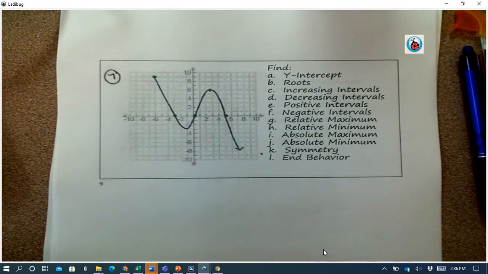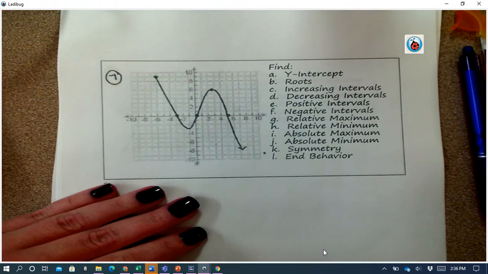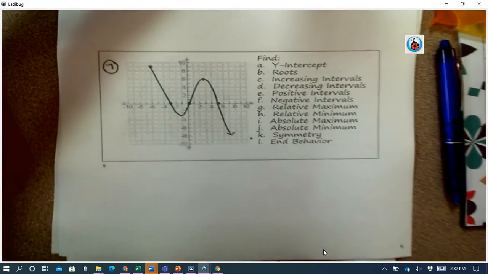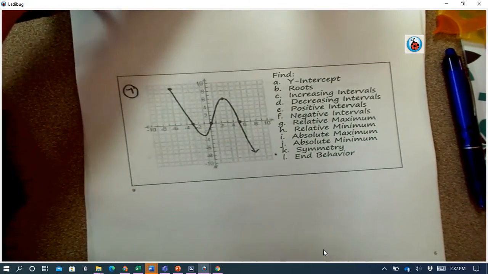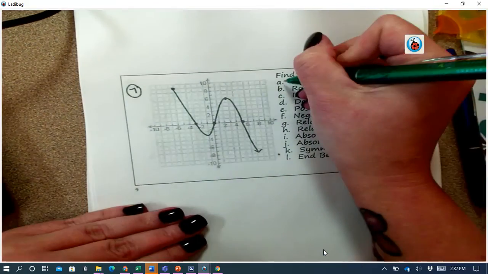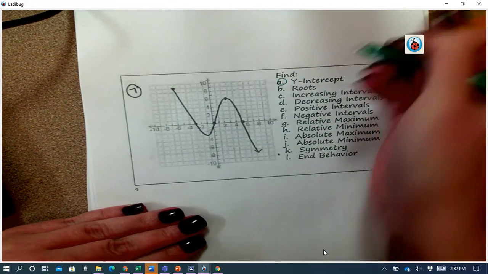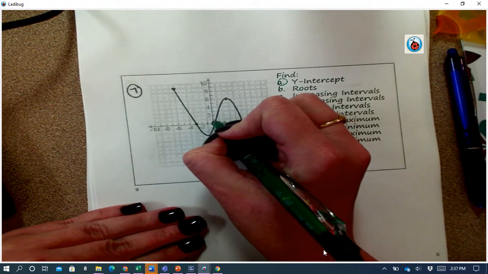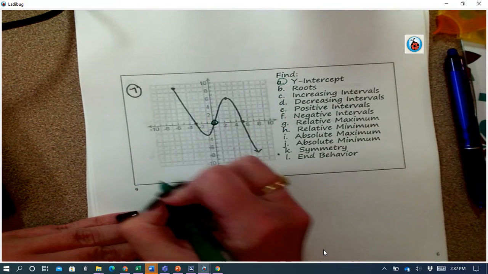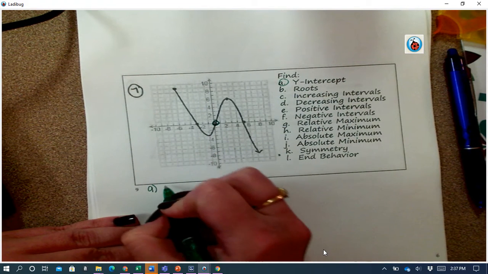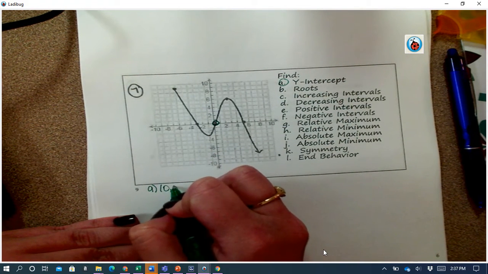Okay, number 7 requires a lot of things. I might need some more room to write here. Okay, y-intercept is where your graph crosses the y-axis, which is here. So for part A, our answer is (0, 0).